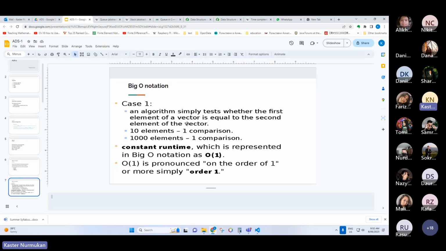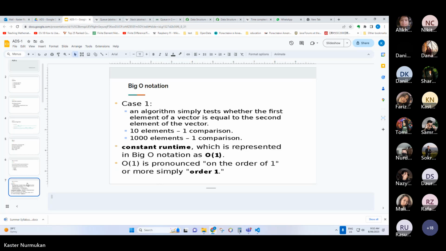Okay, it doesn't matter. So it means I'm going to compare the neighbor of two elements, always just one comparison. So that's one case. Constant runtime, which is represented in big O notation as O(1). Okay, so we understand what that means, right?